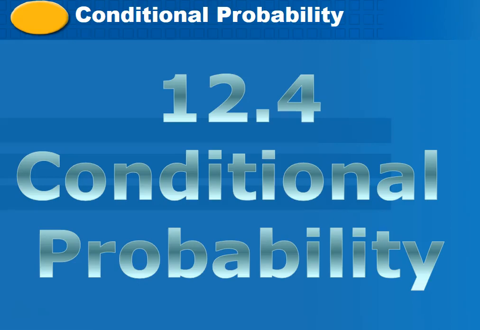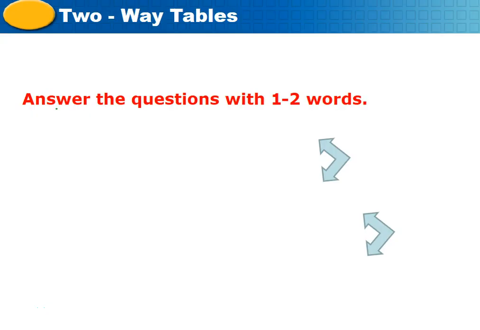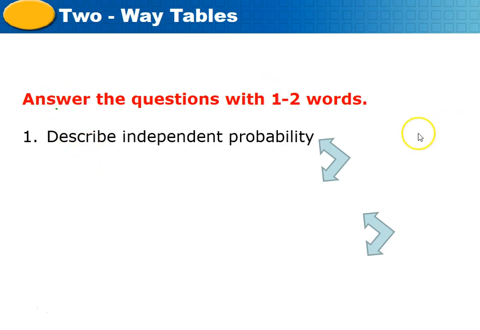So this is the conditional probability section 12.4 lesson. It's over conditional probabilities. So let's go ahead and answer these questions on review first, though. So the first question says, answer the questions in 1 or 2 words.